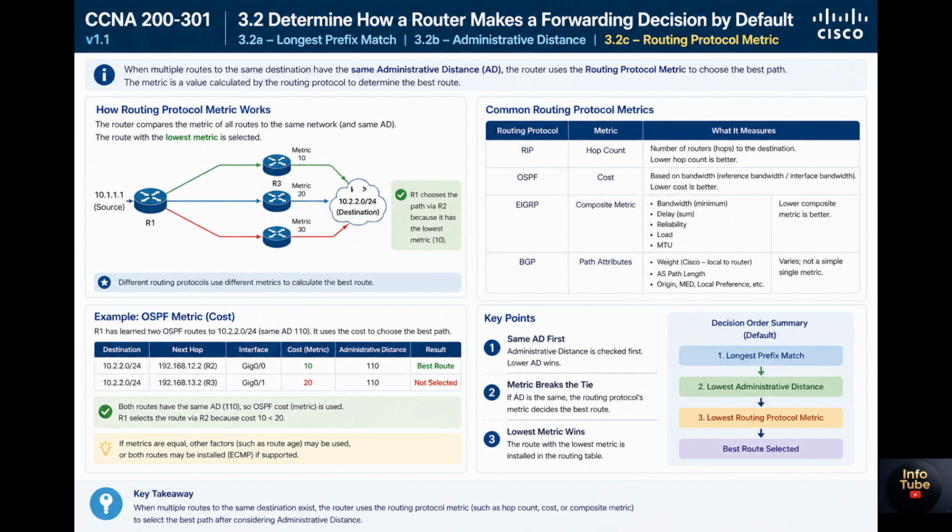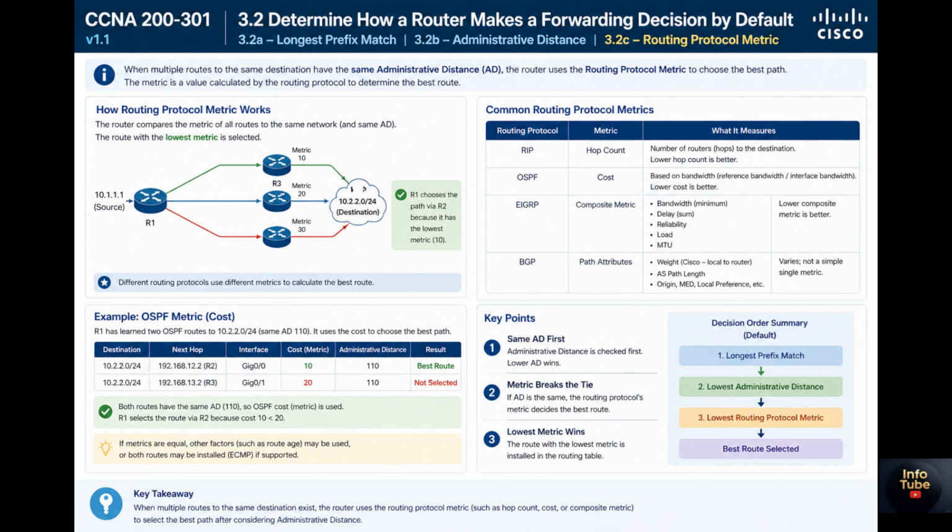OSPF uses cost based on bandwidth, speed. EIGRP uses a complex formula involving bandwidth and delay. RIP simply counts hops, how many routers are in the way. The router selects the path with the lowest metric. If the metrics are exactly equal, the router will actually do something called equal cost multipath, ECMP, where it splits the traffic and uses both paths at the same time to increase speed.